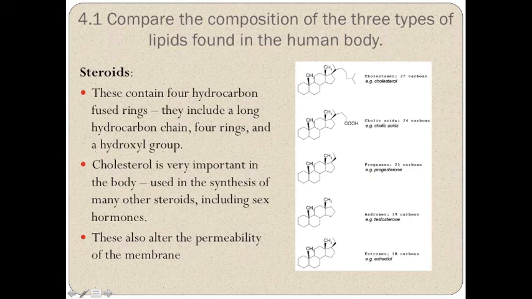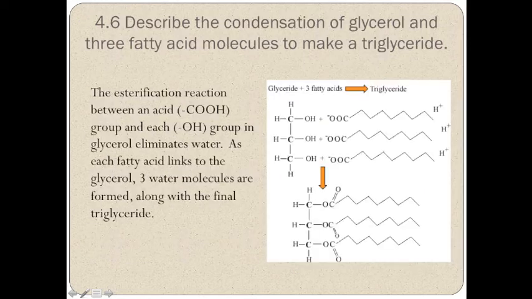Moving on to the next type of lipid, a steroid. Steroids contain 4 hydrocarbon rings. They include a long hydrocarbon chain, 4 rings, and a hydroxyl group. Cholesterol is very important in the body as it is used in the synthesis of other steroids, including sex hormones. These also alter the permeability of the membrane.